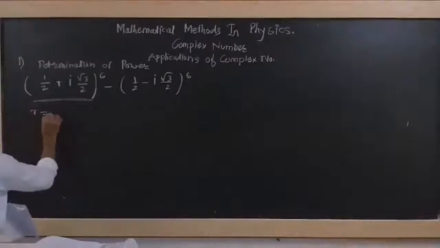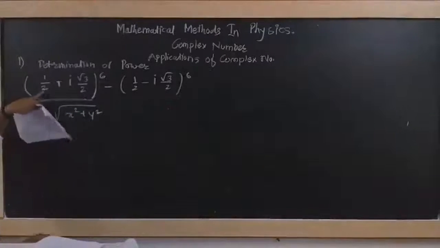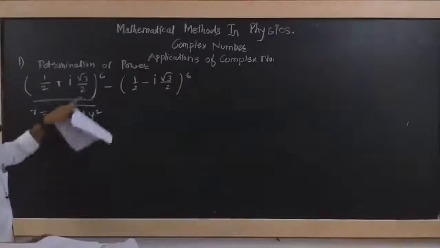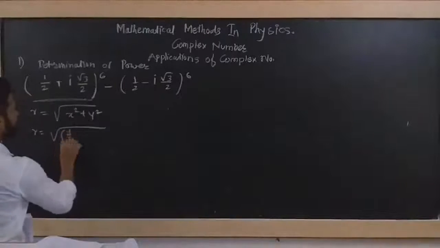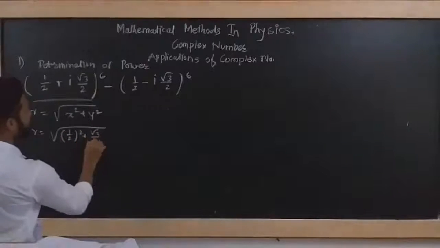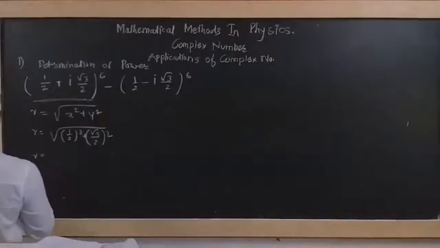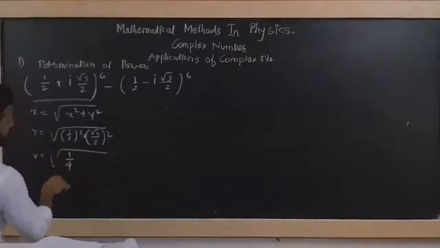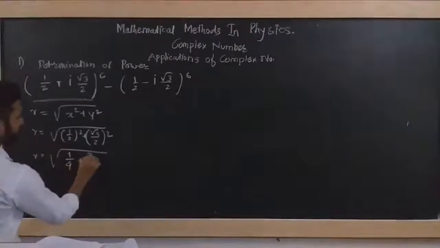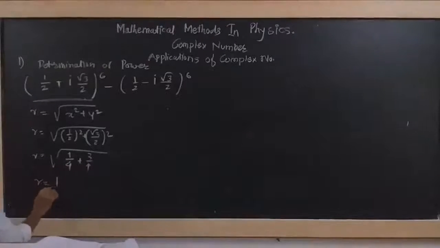So first find out r is equal to under root x square plus y square. What is the value of x here? 1 by 2. What is the value of y? Root 3 by 2. Just simply put it here. So you will get 1 by 2 bracket square plus root 3 by 2 bracket square. So r is equal to under root 1 by 4 plus 3 by 4. So 4 by 4 is 1. So r is equal to 1.